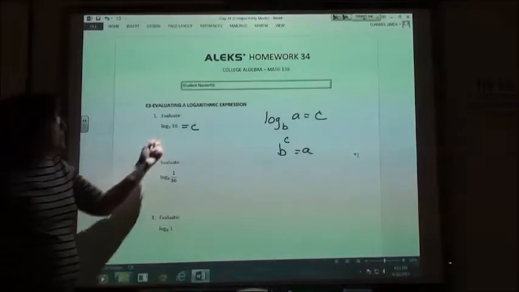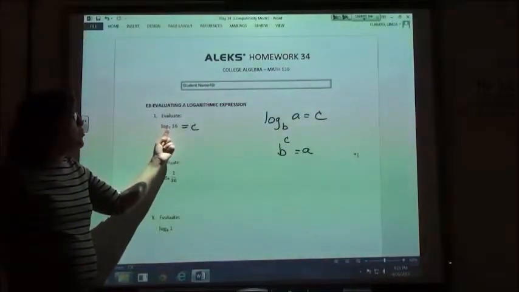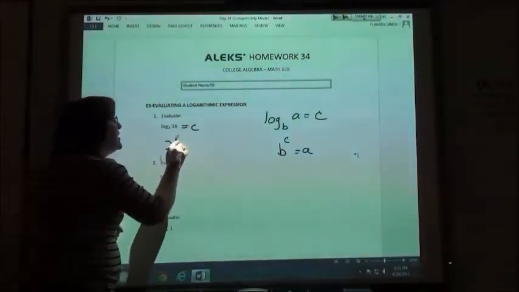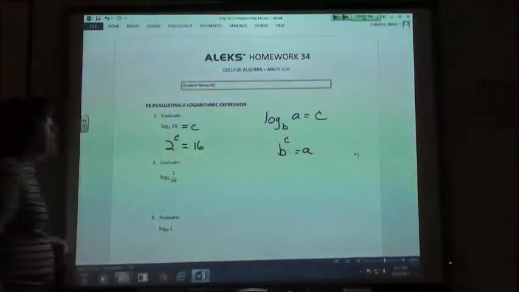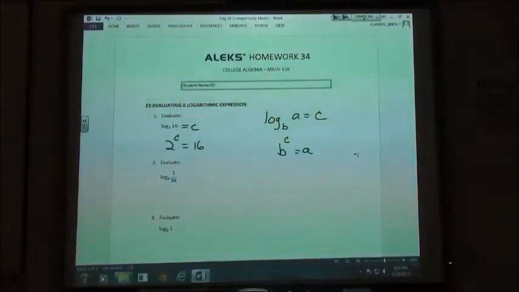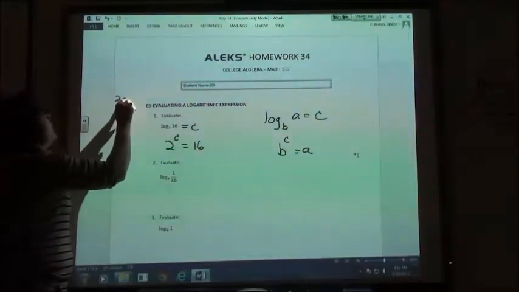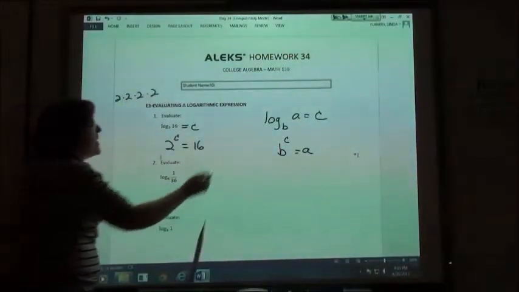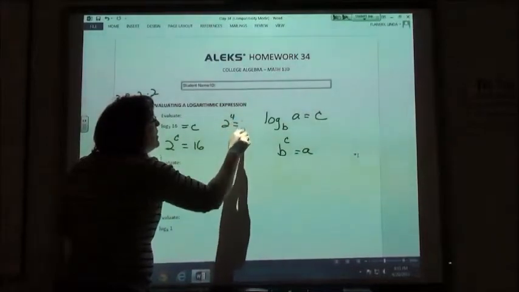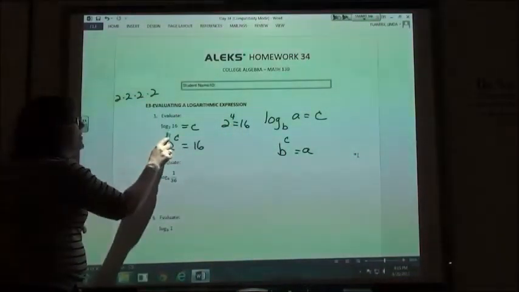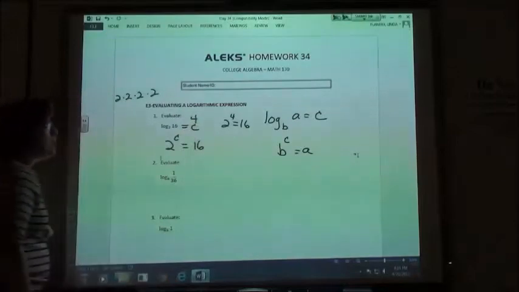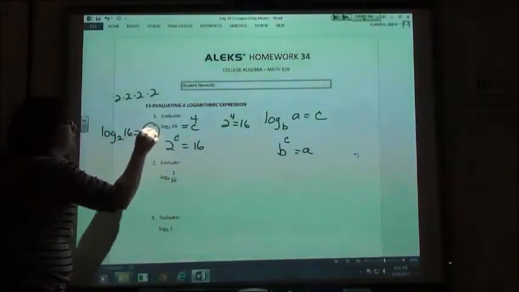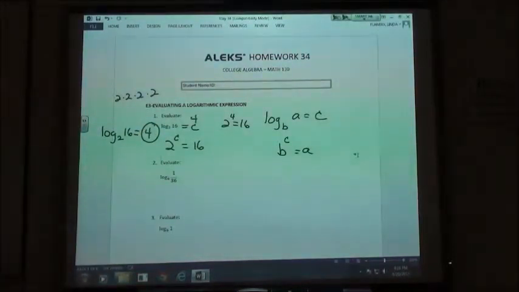My base is 2, so I'm going to say 2 to this power equals 16. 2 to the c power equals 16. Well, now I have to figure out, 2 to what power is 16? Well, 2 times 2 is 4, 4 times 2 is 8, 8 times 2 is 16, so 2 to the 4th power is 16. So the log base 2 of 16 is going to be equal to 4. Log base 2 of 16 equals 4 for my answer.